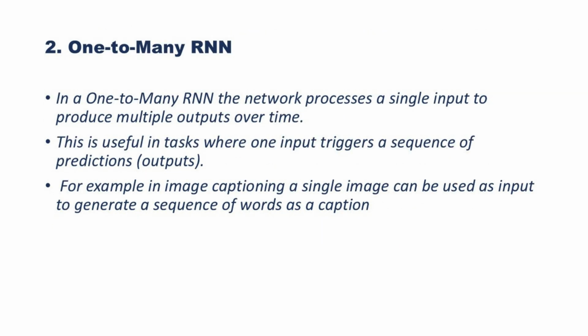One-to-many RNN. One-to-many RNN takes one input and produces multiple outputs over time. This is useful when one input generates a sequence of outputs. A common example is image captioning. A single image is given as input. The output is a sequence of words forming a caption.